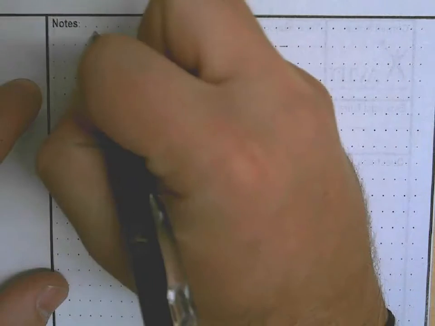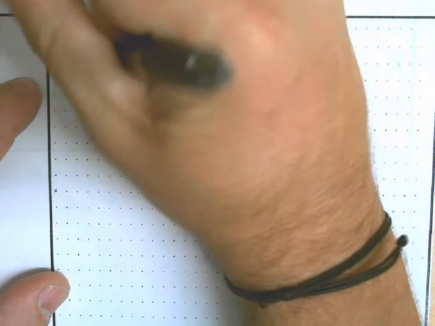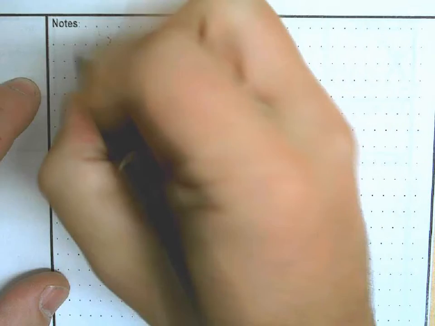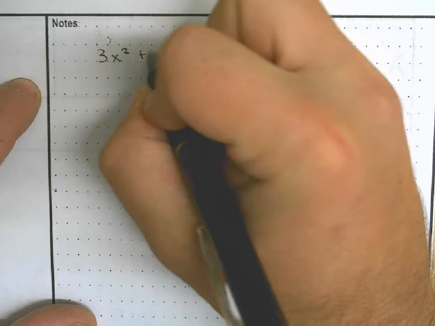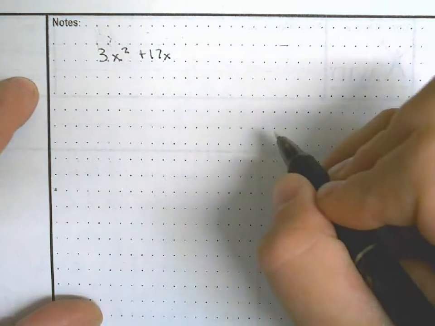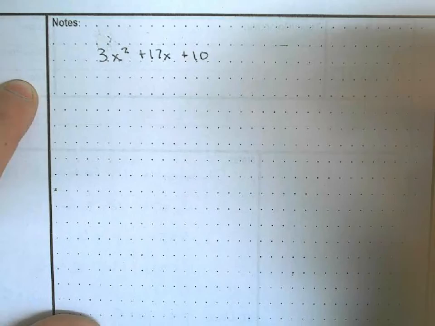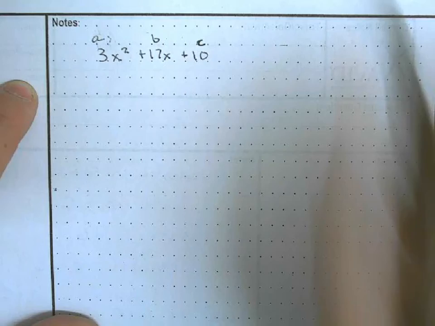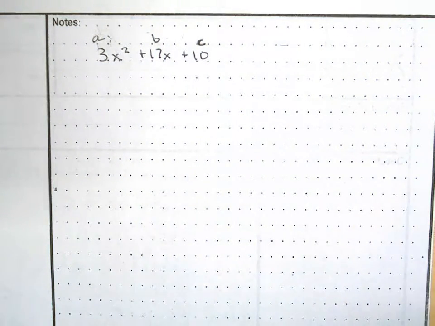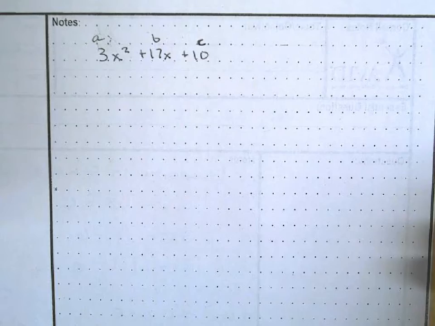So I'm going to look at this one, where I have 3x squared plus 17x plus 10. And I'm going to label things A, B, and C. A is 3, B is 17, C is 10.